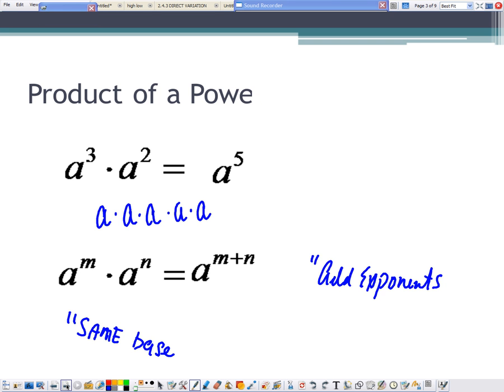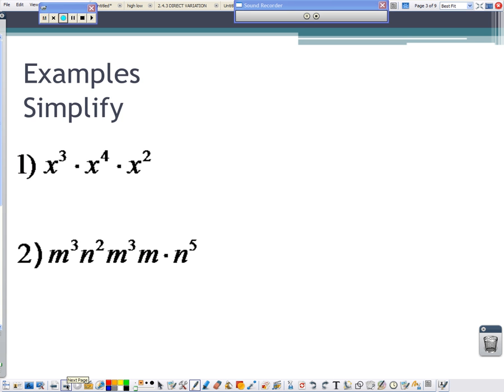All right. So let's do a couple of examples. So on number 1, since we're multiplying x to the third times x to the fourth times x squared, since the bases are all the same, I'm just going to take x to the 3 plus 4 plus 2. Well, 3 plus 4 is 7, plus 2 gives me, this would be x to the ninth, in simplifying it.